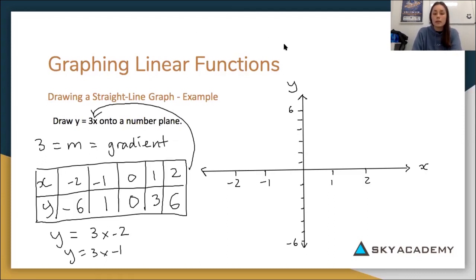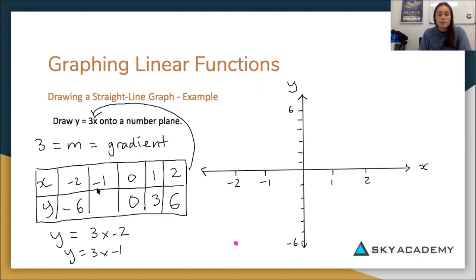So now I'm going to put my points on. So if I have -2 on my x-axis and I go down to -6, that will be about there. -1 on my x-axis is going to give me... actually, it should not give me 1, it should give me -3. 3 times -1 should be -3. I don't know what happened there. Sorry about that.